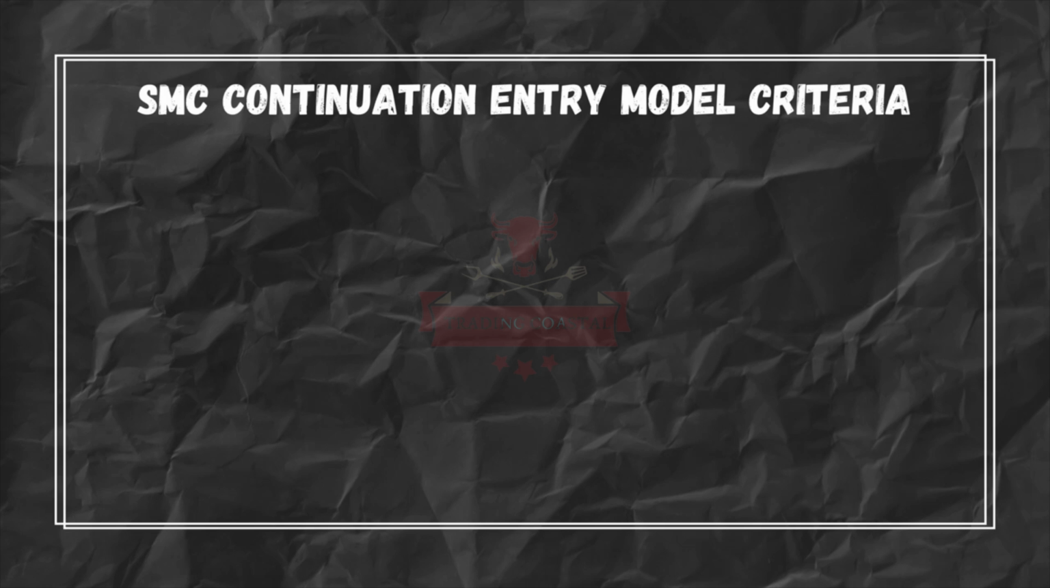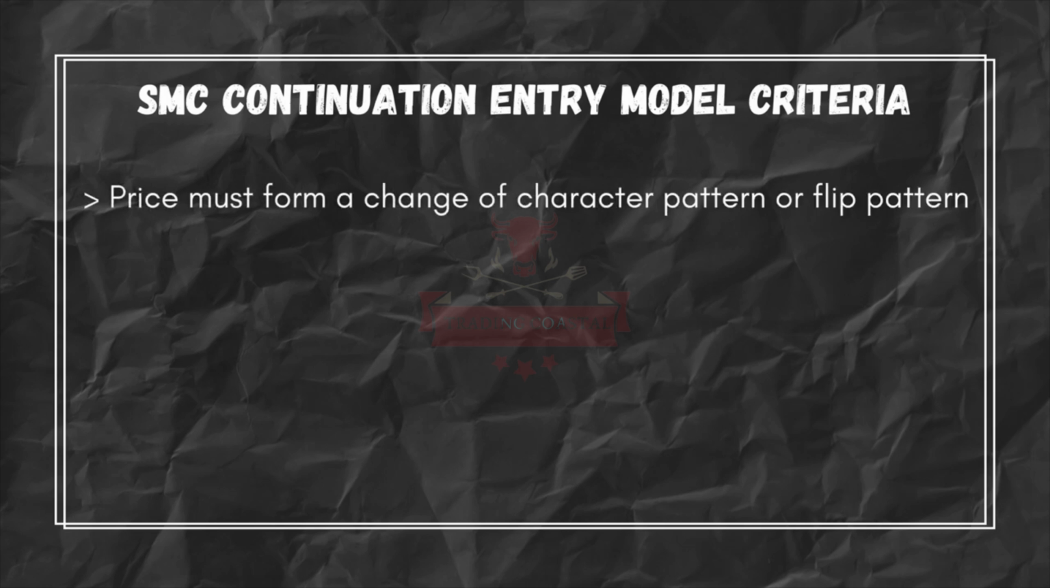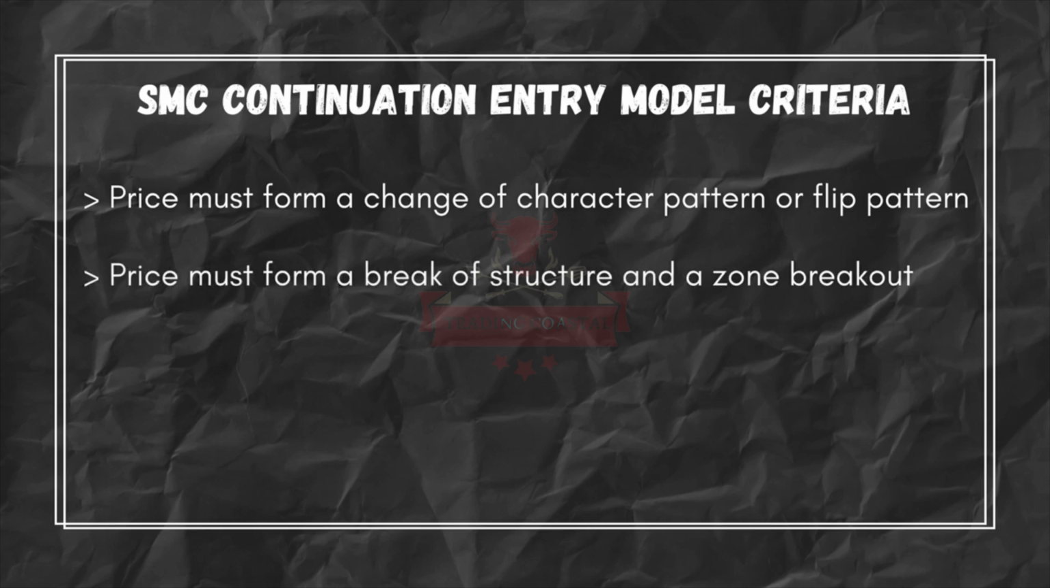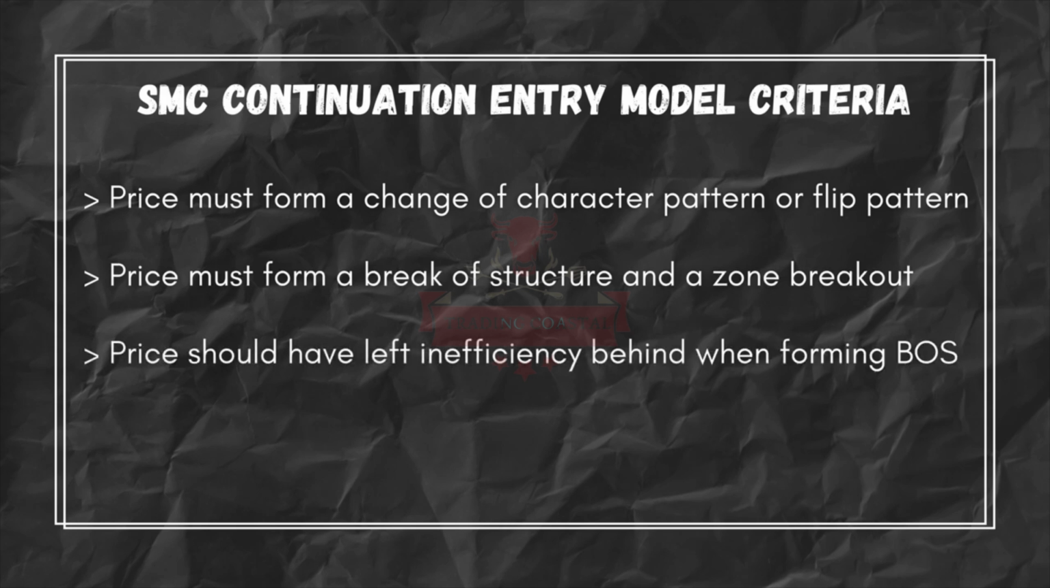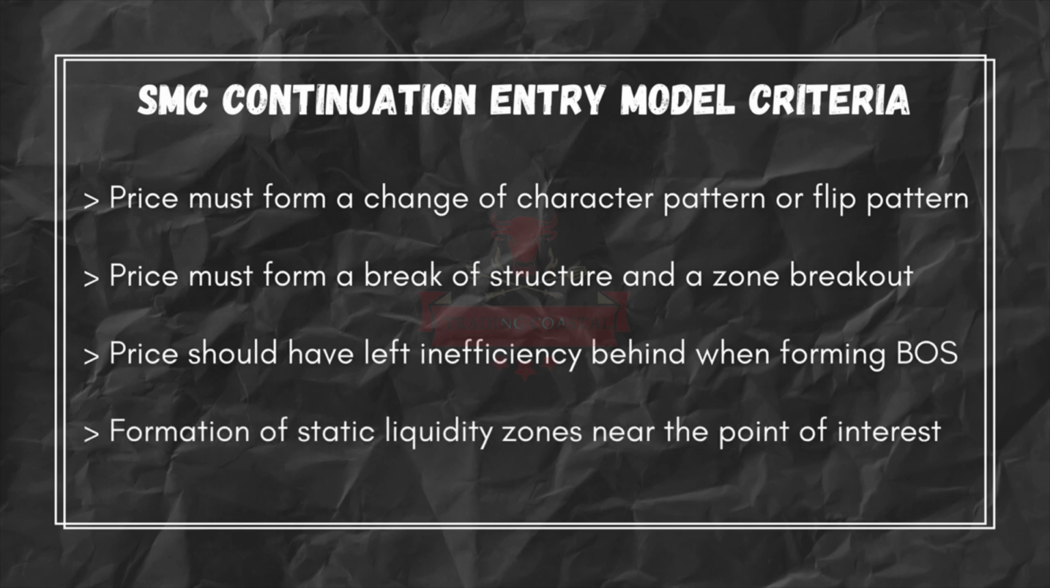The first rule requires the price to form a change of character pattern or flip pattern after reaching the higher timeframe supply or demand zone. Subsequently, we must patiently await a break of structure and a zone breakout in the price movement. The third rule emphasizes that the price should have left inefficiency behind when forming a break of structure. The last and most crucial rule is the presence of static liquidity zones near our identified point of interest.